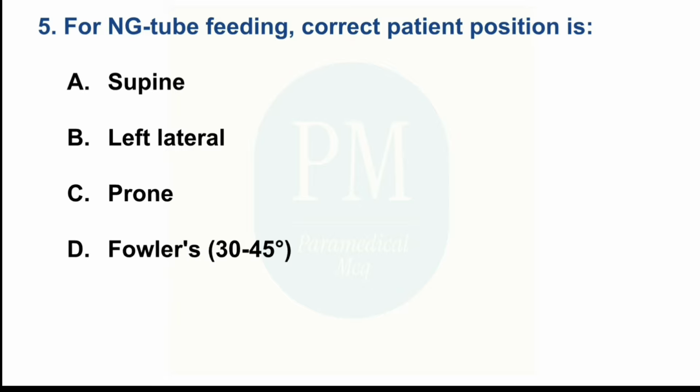For NG-tube feeding, correct patient position is option A. Supine. Option B. Left lateral. Option C. Prone. Option D. Fowler's 30 to 45 degree. The correct option is option D. Fowler's 30 to 45 degree.